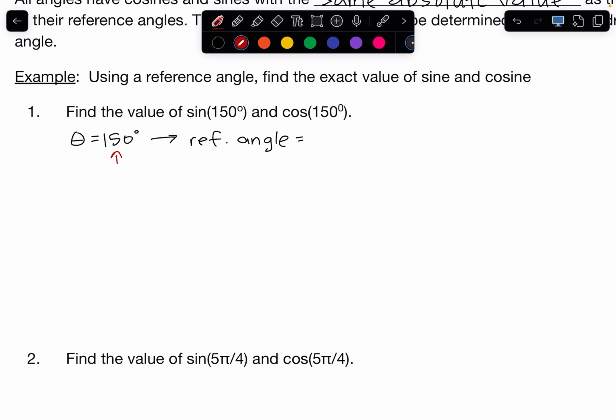And I see a whole bunch of peace signs popping up. Very good. Bigger than 90, smaller than 180. So we're in quadrant 2. And I know in quadrant 2, my sine is positive, my cos is negative. Negative x, positive y. That's going to give me my sign on my answer. I also know when I'm in quadrant 2, how do I find my reference angle? 180 minus my angle. Good. So absolute value of 180 minus 150, which is 30.